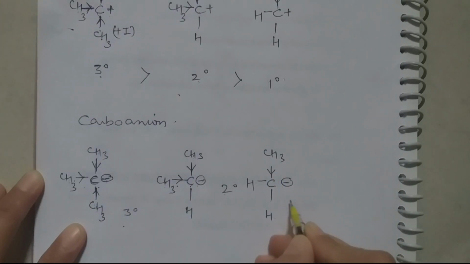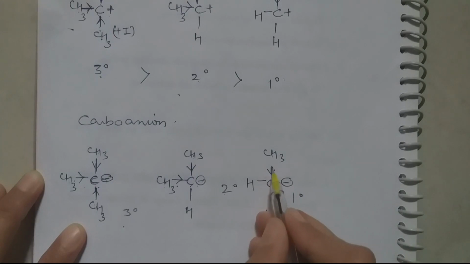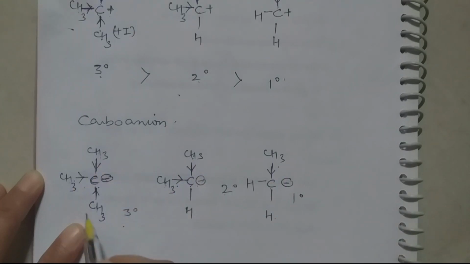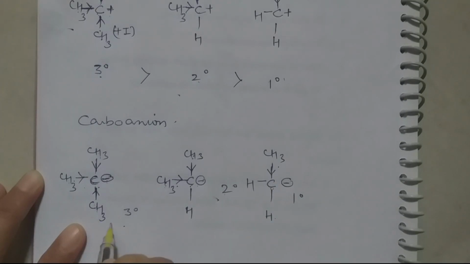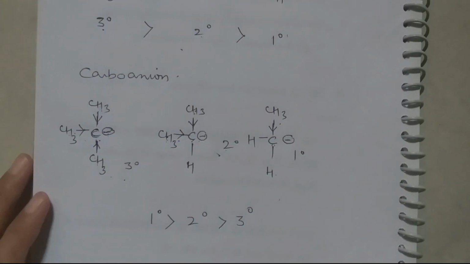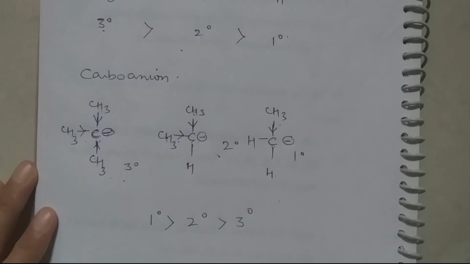Again, in 1 degree carbon, only one CH3 is attached to this carbon. It will give electrons to this carbon, but fewer electrons as compared to these 2 CH3 and these 3 CH3. Therefore, the electron density that increases on this carbon is less as compared to that of 2 degree and 3 degree. So, it is more stable. 1 degree is more stable than 2 degree and then 3 degree. Therefore, we see that the stability in case of free radical and carbocation is the same: 3 degree, 2 degree and 1 degree. But in case of carbanion, it is 1 degree, 2 degree and 3 degree.